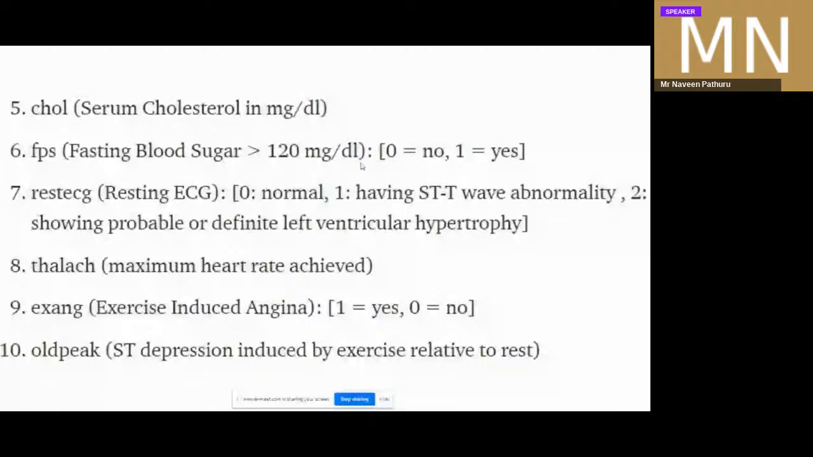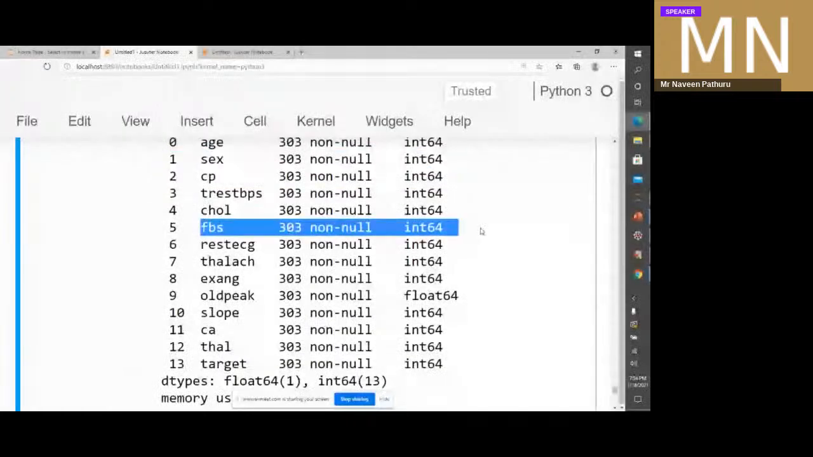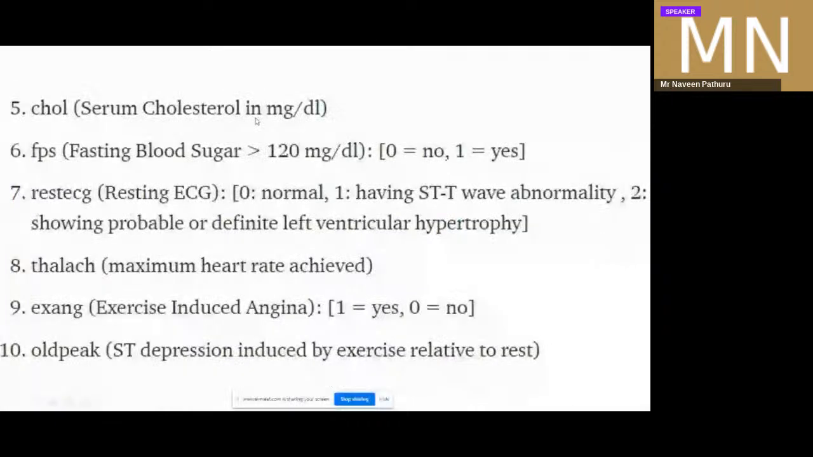Then the next one is blood sugar, FBS, 0 and 1. Again, Python thinks it's a numeric value, but it really looks like 0 and 1, which is categorical. Cholesterol, again, that's in milli.